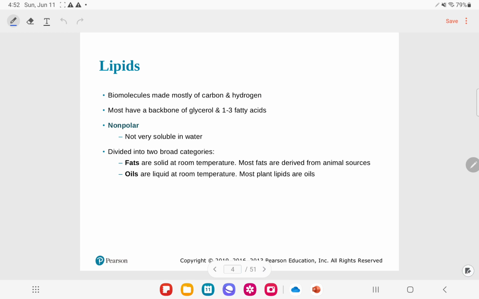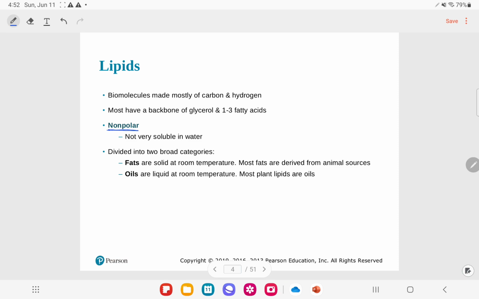And so lipids are going to be these biomolecules made mostly of carbon and hydrogen. They're going to have a backbone of glycerol, and they're going to have either 1 to 3 fatty acid tails, okay? And so these lipids, very important because they're going to be non-polar. All right, so they're not going to be soluble in water. They're not going to like to be in water. Okay, they're not going to solubilize. They're not going to want to interact with an aqueous solution.